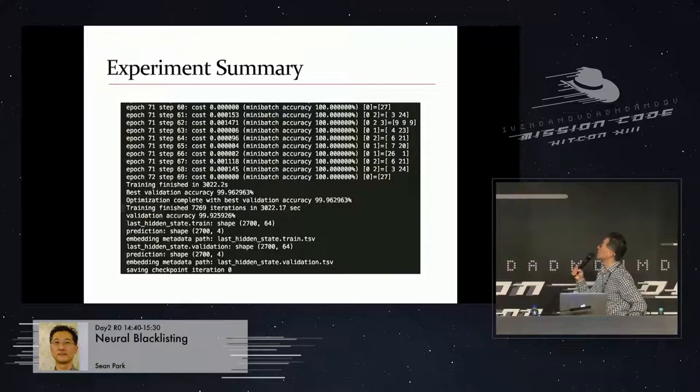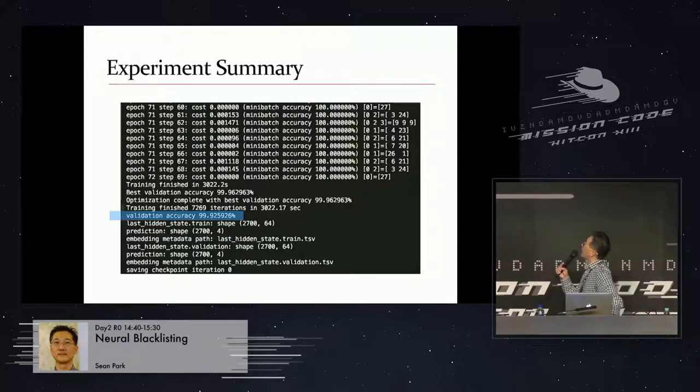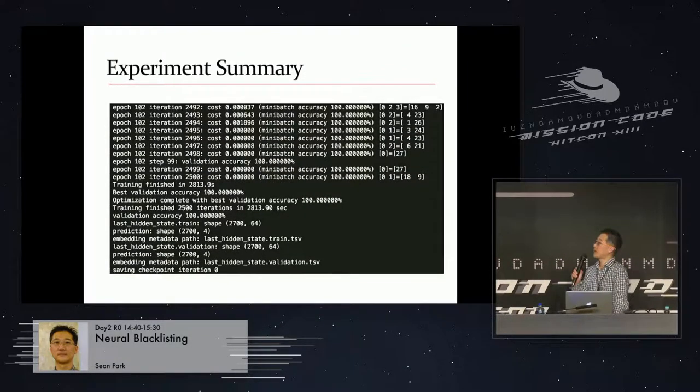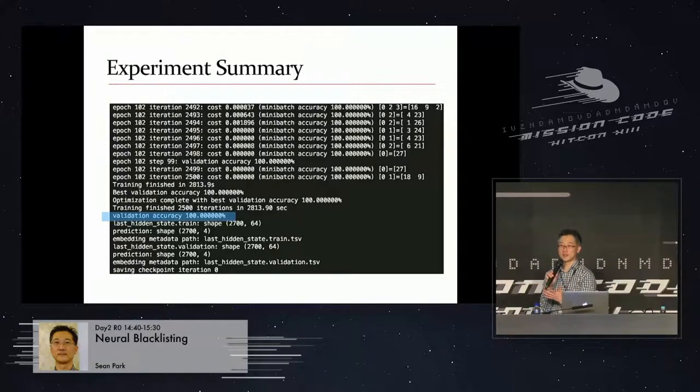So what's the result? I trained the model for about an hour or so, and I got about 99.92% accuracy. After that, I ran it again, this time a bit longer, about an hour and a half or something like that, and I got 100% on the validation set.